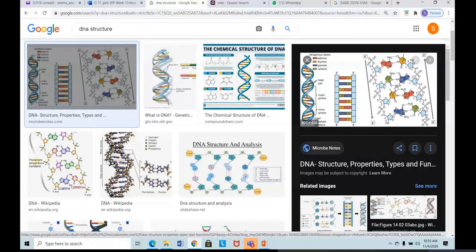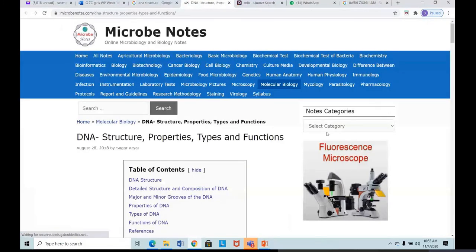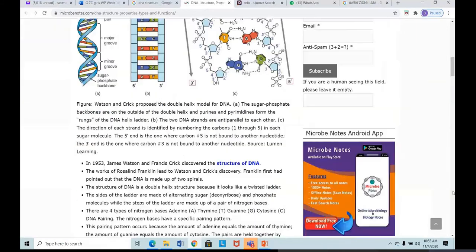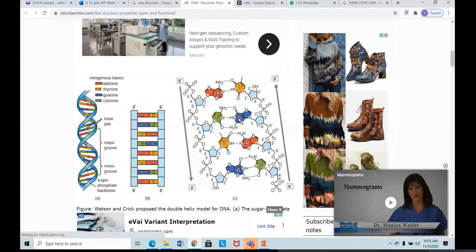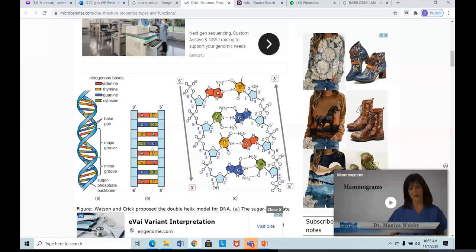Okay, so this is how you can see the bases are linked. Can you see it clearly in this picture, ladies? Give me a moment. Okay, here, can you see it? So you can see the A always linked with the T over here, and C with the G.